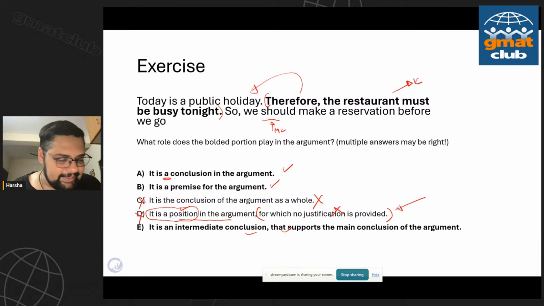Those are practically interchangeable. Today is a public holiday is an argument? No, that's a fact. The author is telling you a fact. Hey boss, today is a public holiday. Okay, that's clearly not an argument.